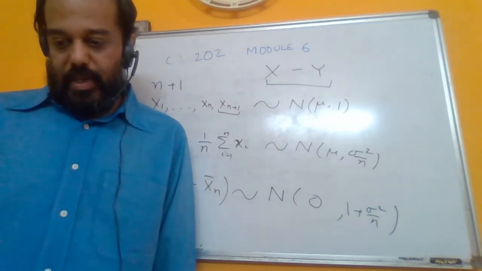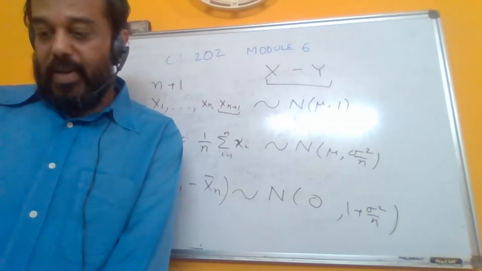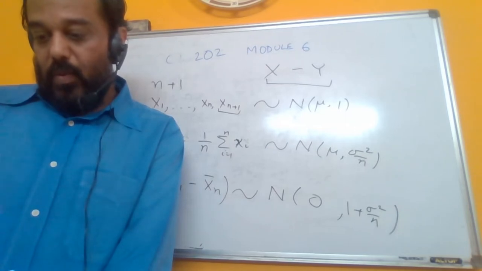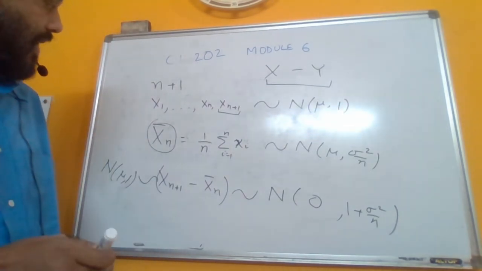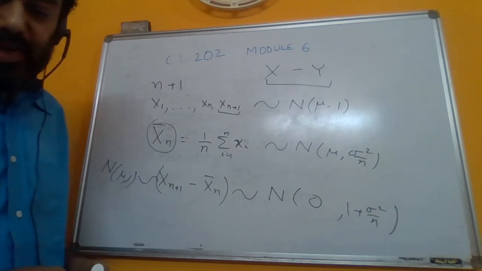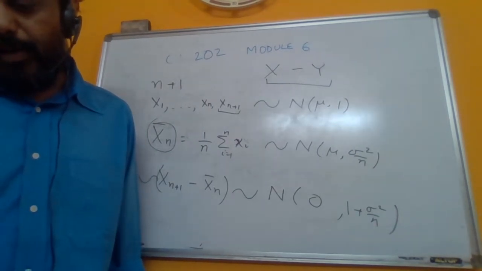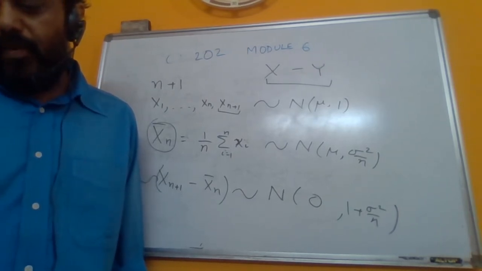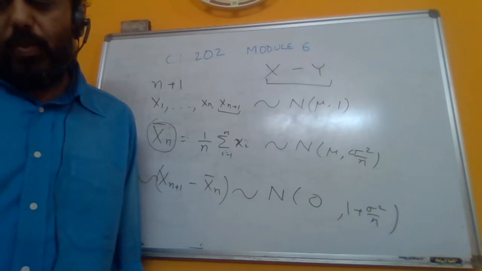The second part is B: if x bar n is 4, give an interval with 90% confidence that will contain the value of xn plus 1. So they are saying if you get a numerical value of x bar n, which is 4, then provide an interval that with 90% confidence will contain the value of xn plus 1.